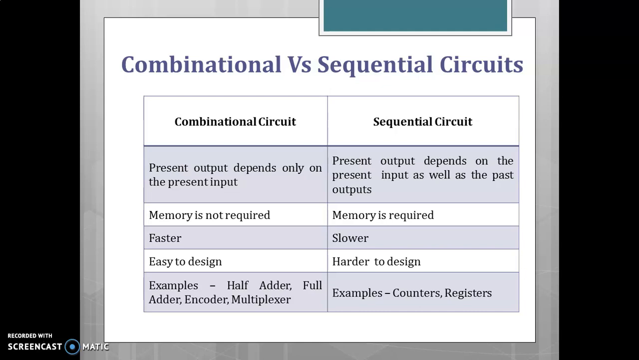Combinational circuits are faster since they do not involve any feedback, whereas sequential circuits are slower. And combinational circuits are easy to design. The sequential circuits are harder to design. The examples of combinational circuits include half adder, full adder, encoder, multiplexer. And for sequential circuits, the examples include counters and registers.